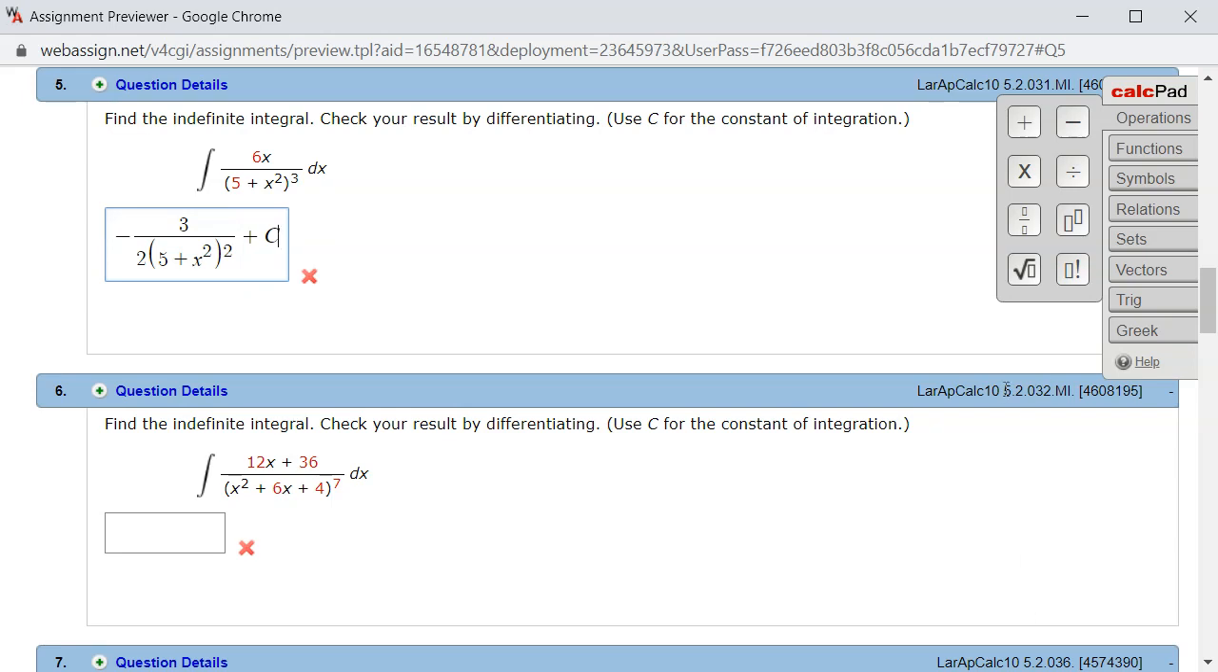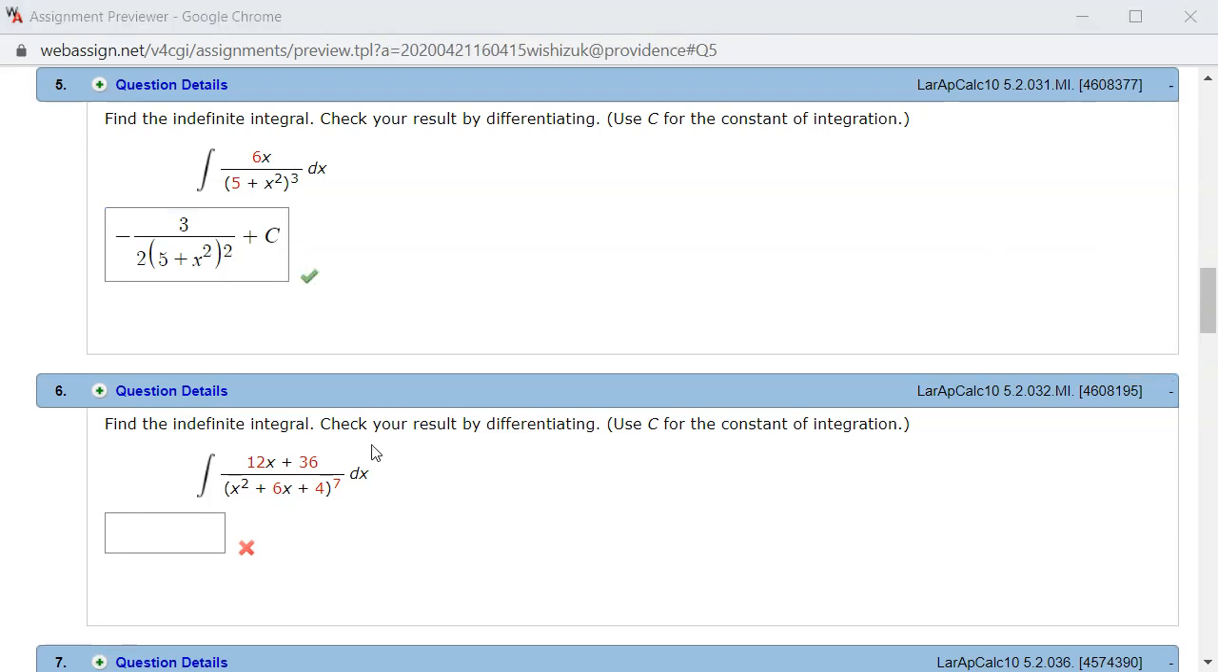It also says to check by differentiating. So all you have to do is take the derivative of this result to see if you get this integrand here. But let's check the answer. I came back, and it looks like we got this one correctly.